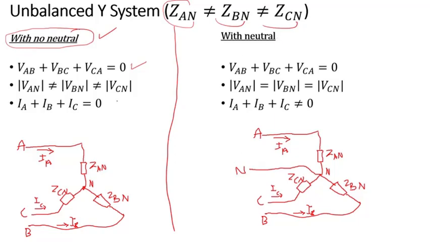So the line-to-line voltages will always be zero regardless, but the line to neutral voltages, if you have unbalanced conditions and the neutral is not grounded, the line to neutral voltages from A to N, B to N, C to N will not be equal. However, if that neutral is connected to ground, the line to neutral voltages will be equal.